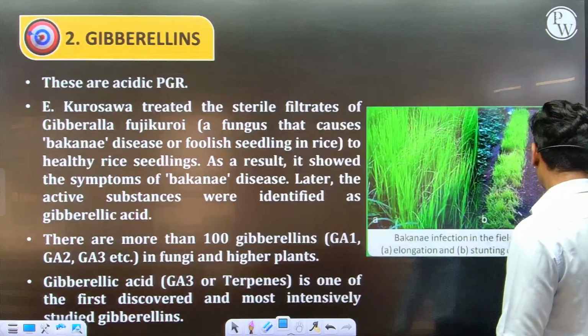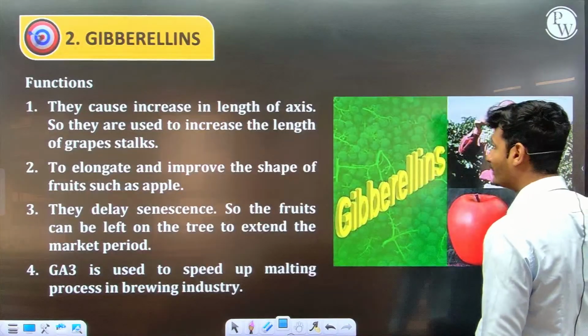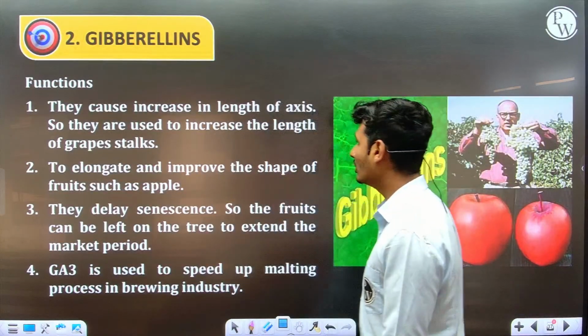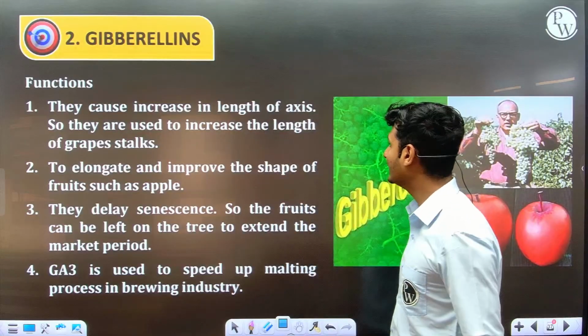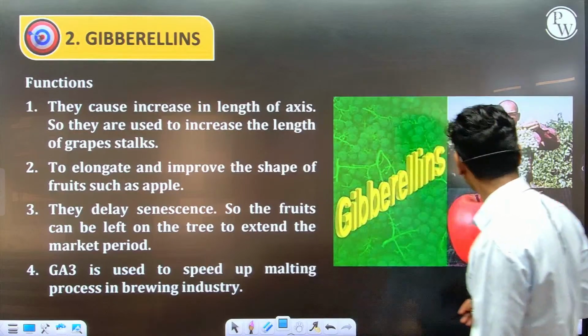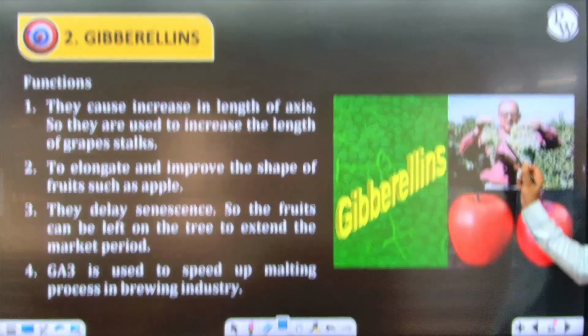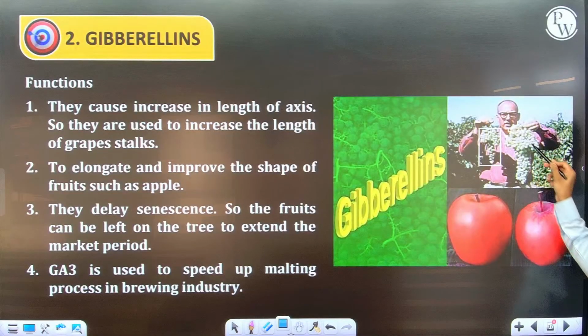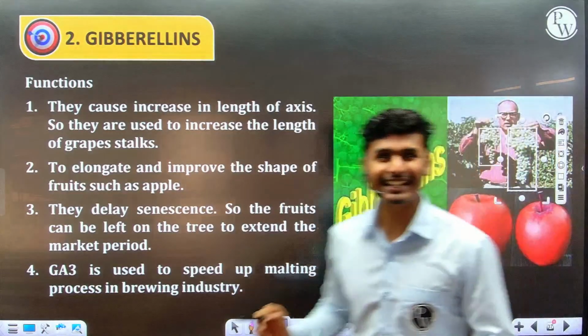Now second is gibberellin. What are the functions of gibberellin? They cause an increase in the length of the axis. So they are used to increase the length of grape stalks. Look at the increase in the stalk. This is before, this is after. It is like an advertisement, right?